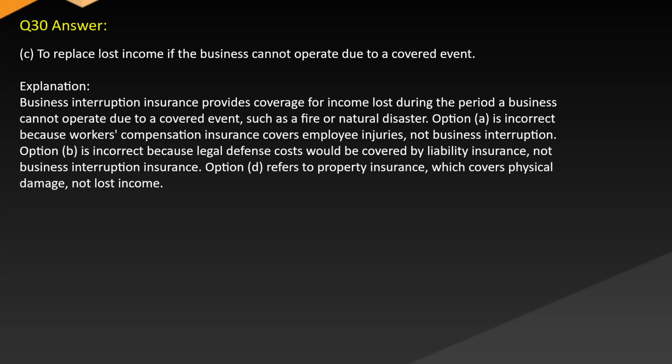Option A is incorrect because workers' compensation insurance covers employee injuries, not business interruption. Option B is incorrect because legal defense costs would be covered by liability insurance, not business interruption insurance. Option D refers to property insurance, which covers physical damage, not lost income.